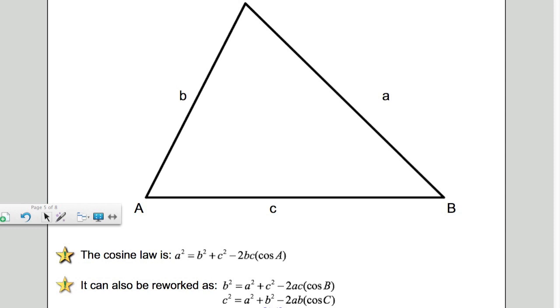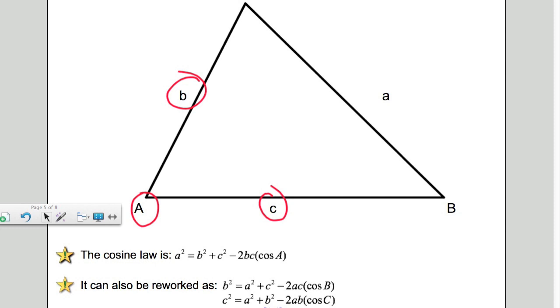Now let me try to summarize what it means. If you know the angle and the two sides beside the angle, to figure out the third side, you just take your two sides that you know, you square them, you add them together. What does that sound like? Square them, add them together. What other formula does that sound like? Pythagorean theorem, right? a squared is equal to b squared plus c squared. Same thing.